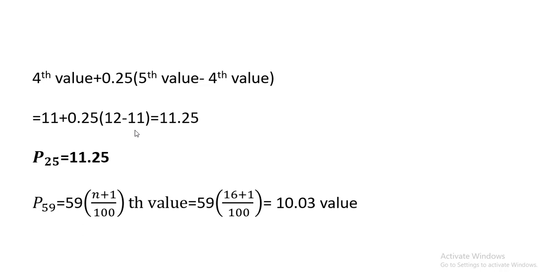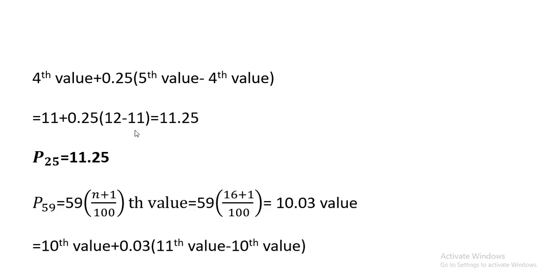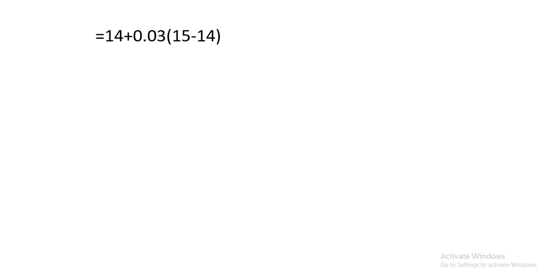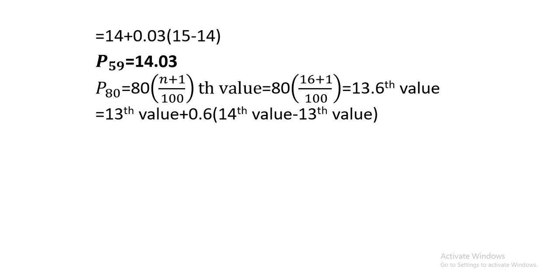Now they have asked us to find the P59 value. So 59 into (n plus 1) divided by 100 gives us the 10.03rd value. Now the 10.03rd value is calculated as the 10th value plus 0.03 into (11th value minus 10th value), where rounding after 10.03 is 11 and rounding before is the 10th value. So the values are 14 plus 0.03 into (15 minus 14), and the answer is that P59 is 14.03.